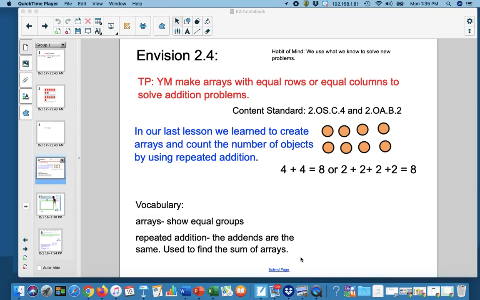We said that arrays have equal amounts in their rows and equal amounts in the columns. So in this one, we have 2 rows of 4 or 4 columns of 2. So we could have made a repeated addition sentence: 4 plus 4 equals 8, or 2 plus 2 plus 2 plus 2 equals 8. Today we're going to continue with that, and we're going to use what we know to solve new problems, to work on number stories.